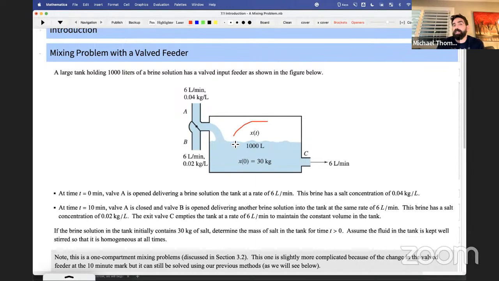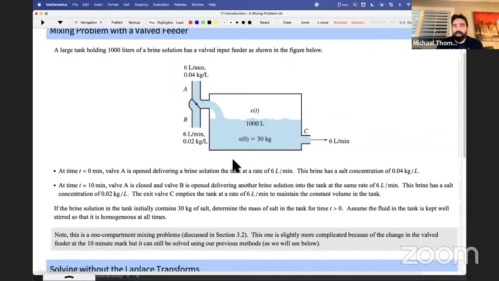So inside the tank, how would you find the concentration of salt at time t? What would you do with x and 1000? Nothing? You just divide them. Remember this? We'll give you the concentration. Yeah, it's the mass divided by the volume. Okay, that's how you find concentration, right? All right, so let's see.